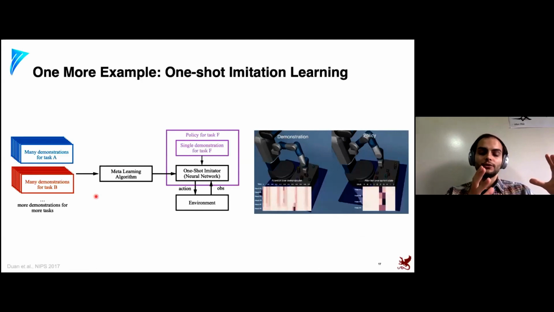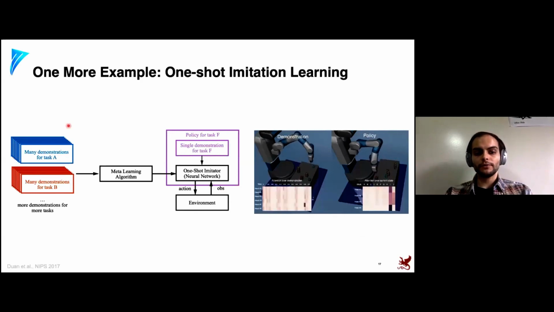Usually you have a data set of demonstrations for a given task. So let's say the task is pick a block and place it somewhere else. You usually have a lot of demonstrations. You need a lot of demonstrations in order to learn a good policy that would be able to replicate the demonstrated skill, right? But it's very inefficient because for every new task that you'd like to teach your robot, you need to collect a lot of demonstrations, right?